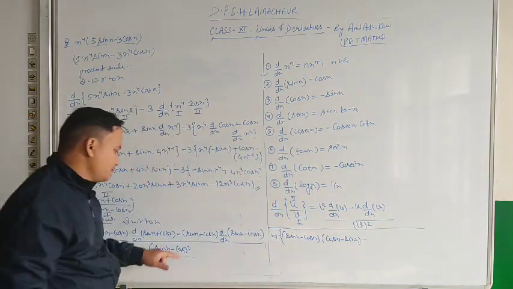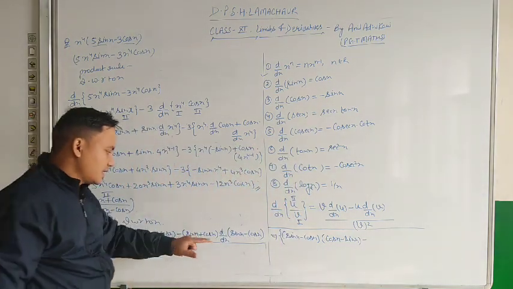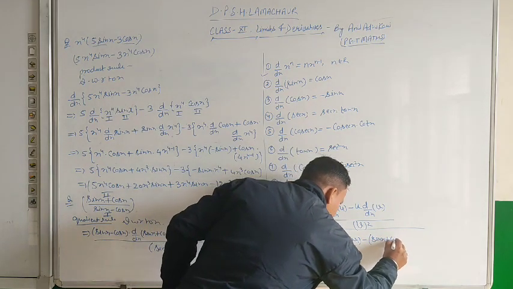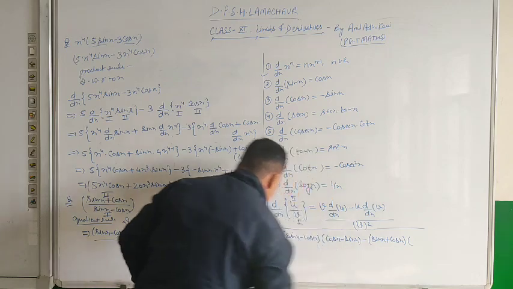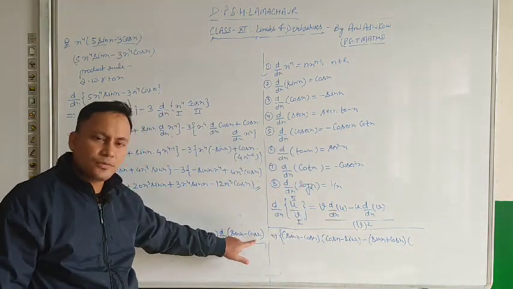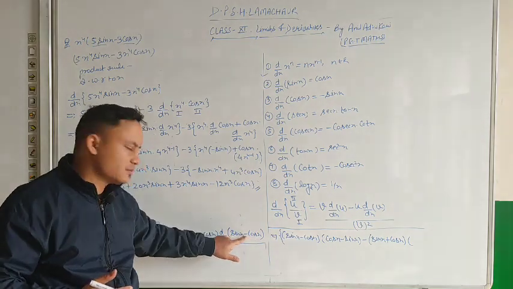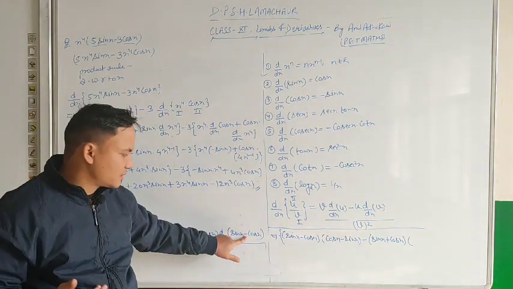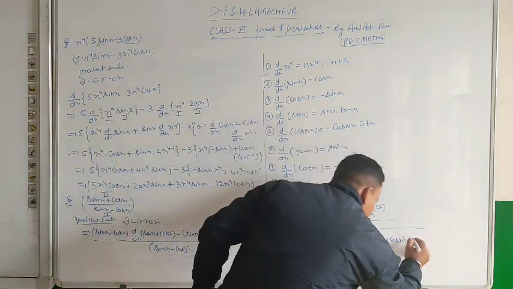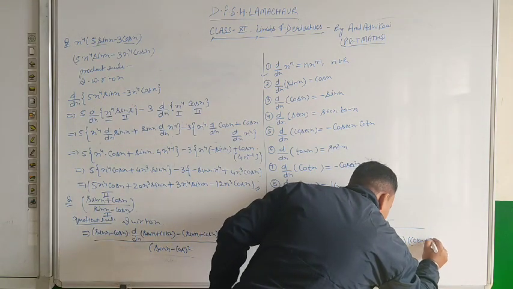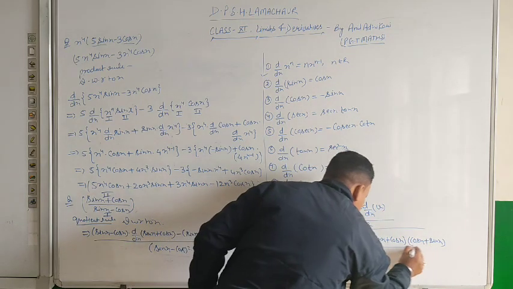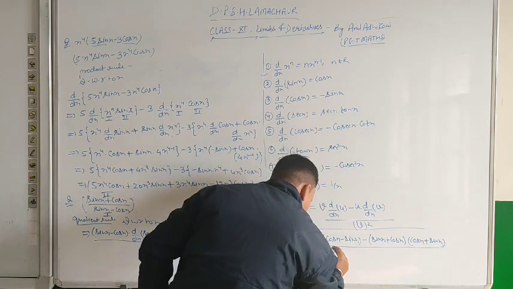Minus sin x plus cos x as it is, and in another bracket, derivative of sin x will be cos x and derivative of cos x will be minus of sin x. So this minus will change into plus. So your answer will be cos x plus sin x, divided by sin x minus cos x whole square.